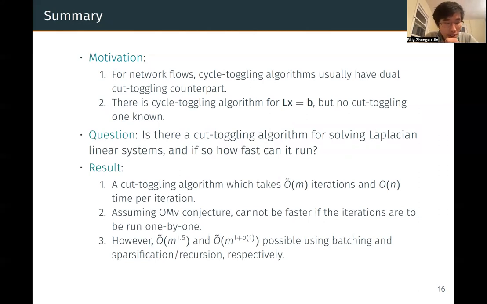And what we show is that there is a cut toggling algorithm that's dual to the cycle toggling algorithm. A naive implementation takes O(m) iterations and O(n) time per iteration. However, unlike the cycle toggling algorithm, where each iteration can be implemented in logarithmic time, we show that assuming this online matrix vector multiplication conjecture, you can't implement each iteration of our dual algorithm faster than O(n) time if you have to run them one after the other. However, by exploiting the structure of the updates, we show that faster runtimes of m^1.5 and m^(1+o(1)) time are possible using batching and sparsification recursion.